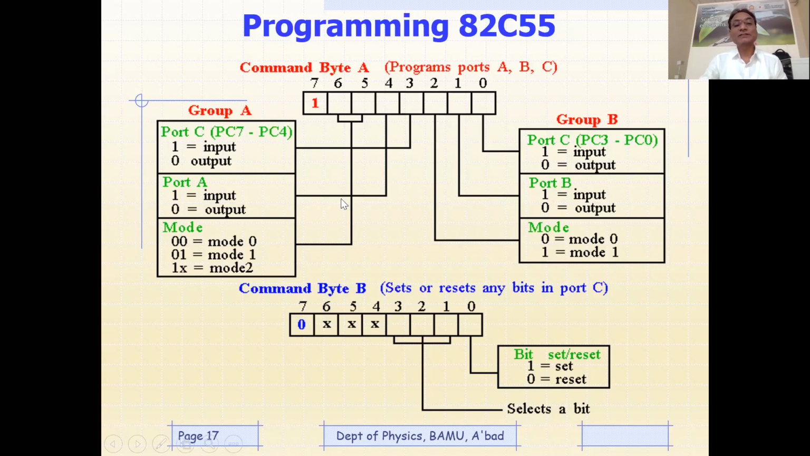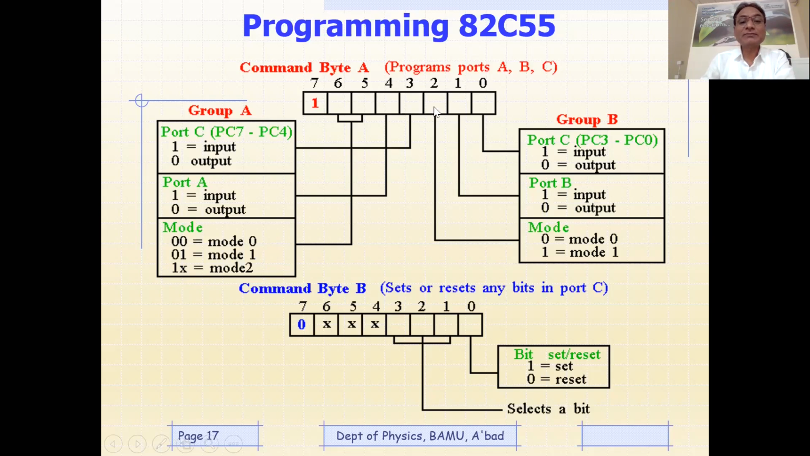Whereas mode 2 can be selected by using the 5th and 6th bits. You can see here 5th and 6th, 0, 0 means mode 0, 0, 1 means mode 1, and 1 followed by don't care means mode 2. So 0, 0 is mode 0, 0, 1 is mode 1, and 1 followed by don't care, it can be 1, 0 or 1, 1, will be able to select mode 2. So accordingly, all 3 modes of operation of 8255 can be selected.